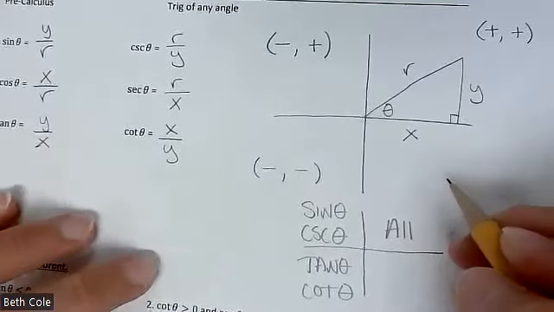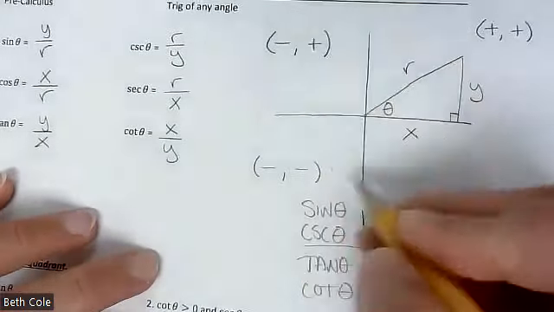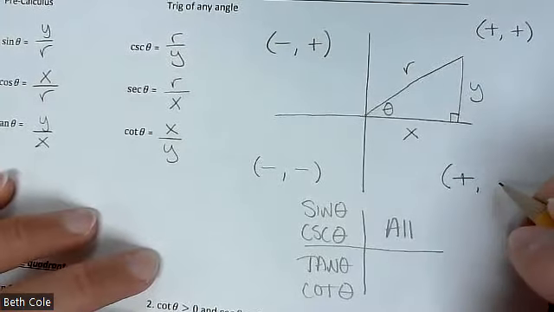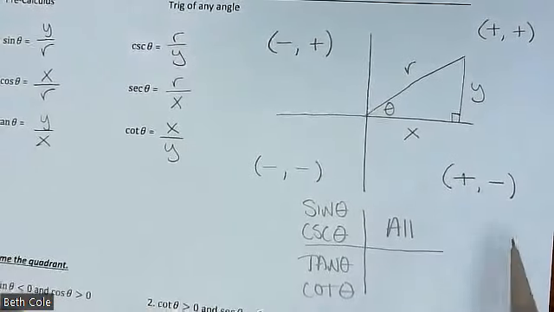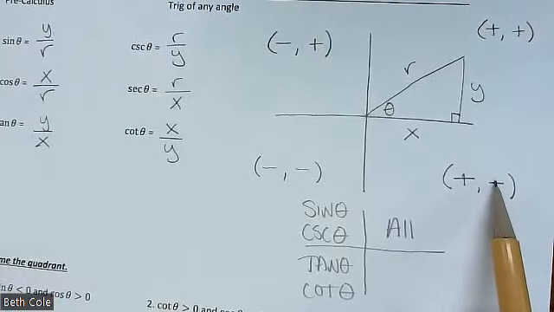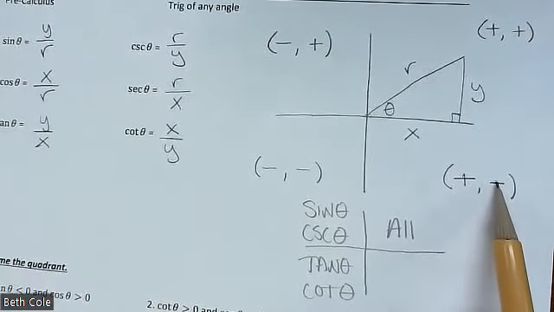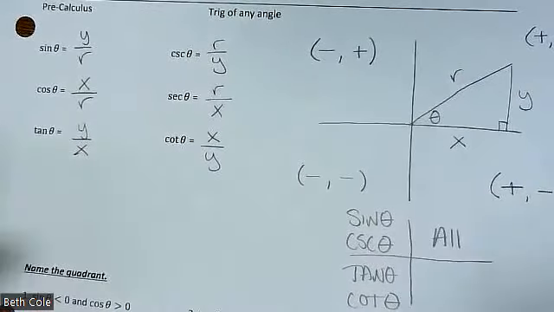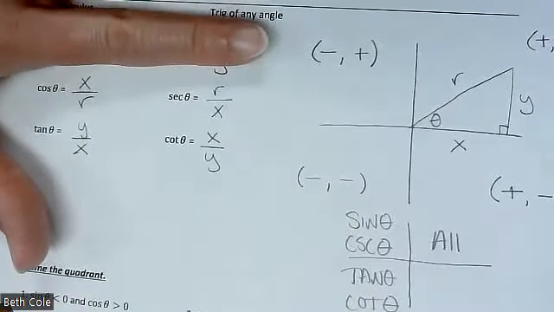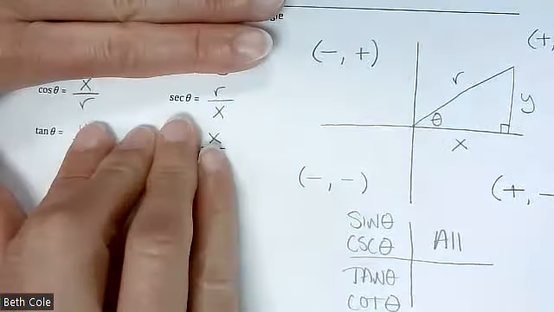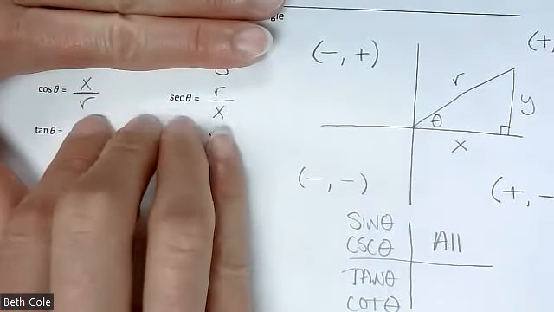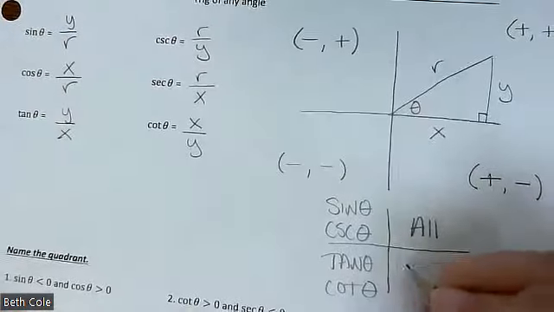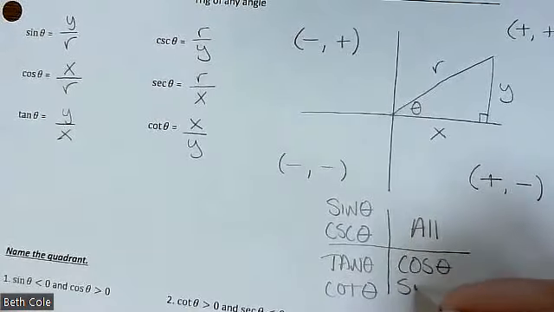All right, and then in the fourth quadrant, what is this one going to be? X is positive, Y is negative. So anything that involves a Y is going to be negative. So which ones over here involve a Y value? All right, sine, cosecant, tangent, cotangent. So cosine and secant would still be positive there because they don't have a Y value. So this is where they're positive.